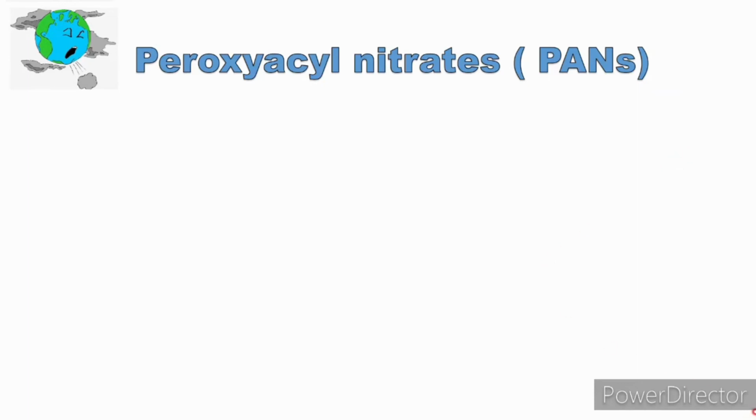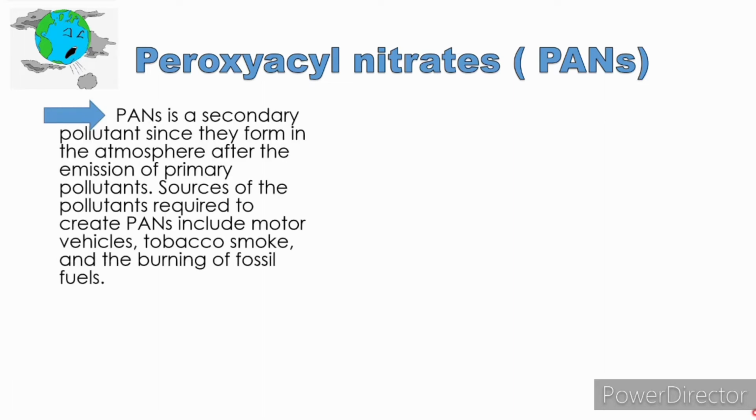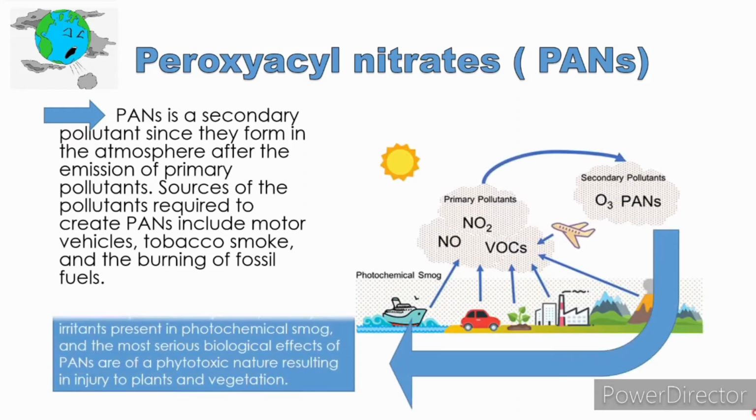The next one is the peroxyacyl nitrates, or the PANs. So this is a secondary pollutant since they form in the atmosphere after the emission of primary pollutant. Sources of the pollutants required to create PANs include motor vehicle, tobacco smoke, and the burning of fossil fuels. So this is a powerful respiratory and eye irritant present in photochemical smog, and the most serious biological effects of PANs are of phytotoxic nature, resulting in injury to plants and vegetation.